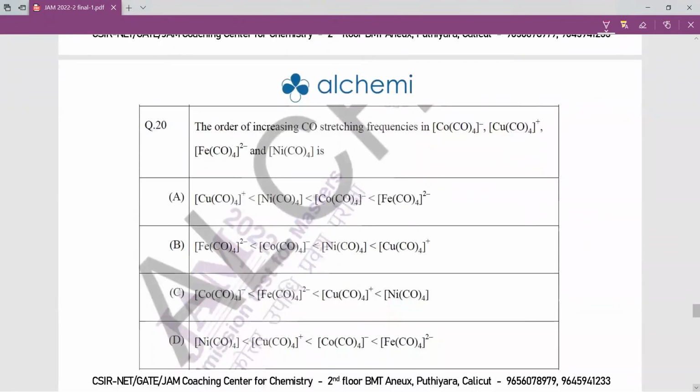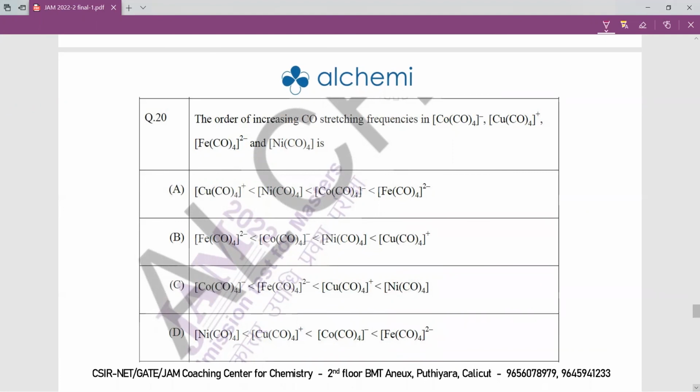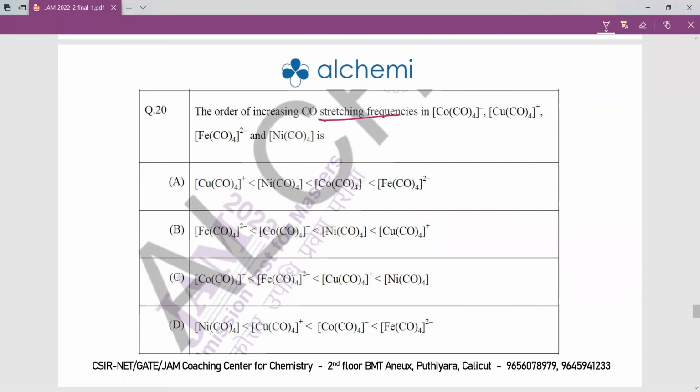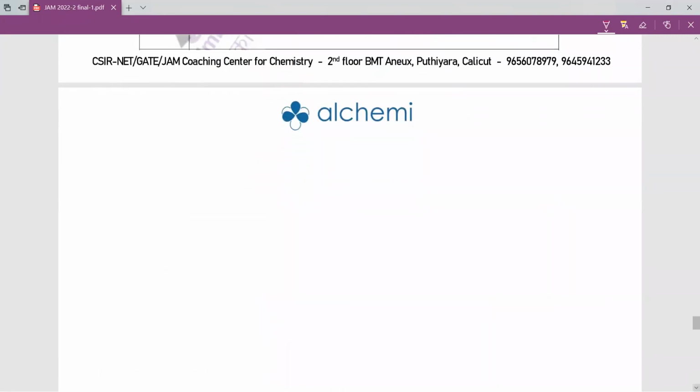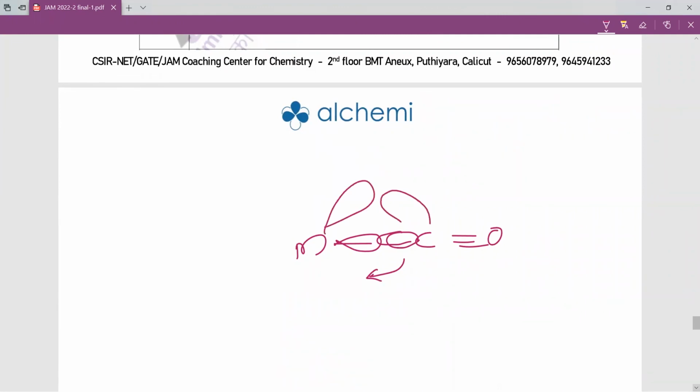Last question, 20. The order of increasing CO stretching frequencies in coordination compounds. Okay, organometallic molecule. So what is the question about? The CO stretching frequency. We should know the bonding in metal carbonyls to answer this question. Metal forms a bond with the carbonyl group like this. It will have a sigma bond, and to form this sigma bond, the carbonyl group donates electrons to the metal. Along with this sigma bond, there are pi bonds. To form the pi bond, the metal donates electrons to the carbonyl group.